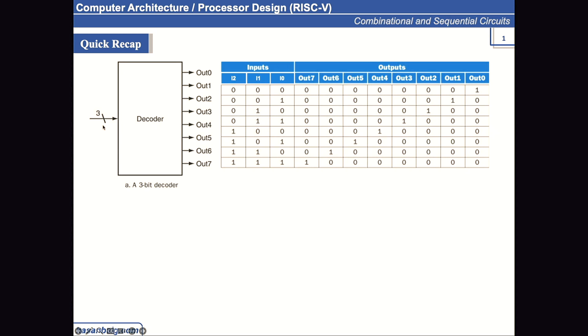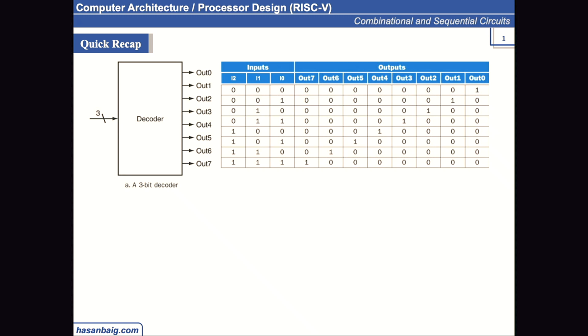So when the 3 input lines have all 3 zeros, then only output 0 will have value 1, which means that only output 0 will be active. Similarly, whatever value you specify, let's say when all 3 inputs have 1 1 1, output number 7 will have the value 1. All of the others will be 0. So this circuit we are going to use in our processor development.